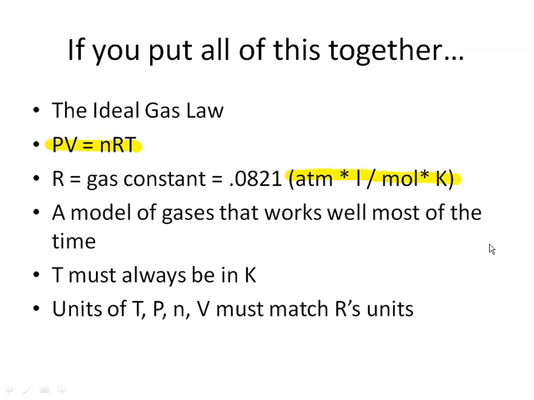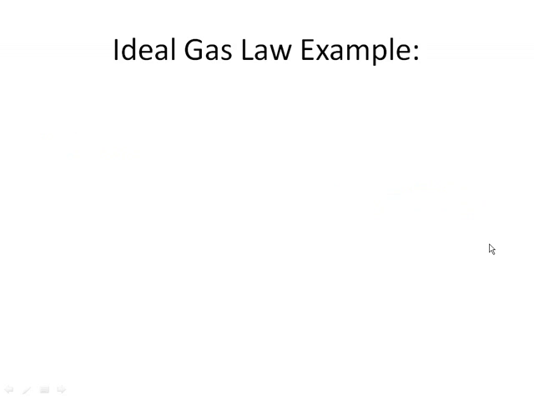Your temperature always has to be in Kelvin, and the units of temperature, pressure, the number of moles, and volume must always match R's units. So if R, like we saw up here, is in atmospheres, liters, moles, and Kelvin, then your volume has to be in liters, and your pressure has to be in atmospheres. So let's do some examples with this.